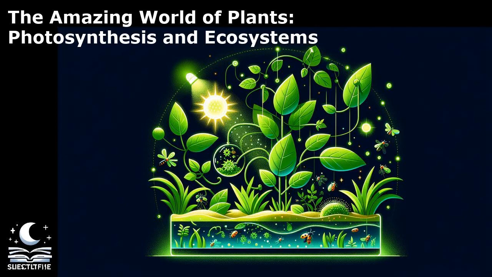Additionally, photosynthesis plays a crucial role in the carbon cycle, helping to regulate the levels of carbon dioxide in the atmosphere. Plants act as carbon sinks, absorbing carbon dioxide during photosynthesis and storing it in their tissues. This process helps mitigate the effects of climate change by reducing the concentration of greenhouse gases in the atmosphere.